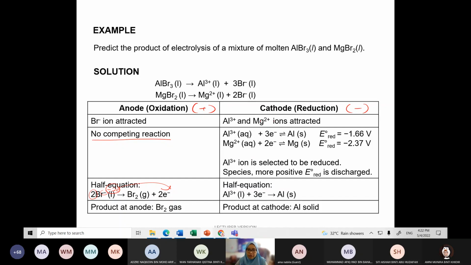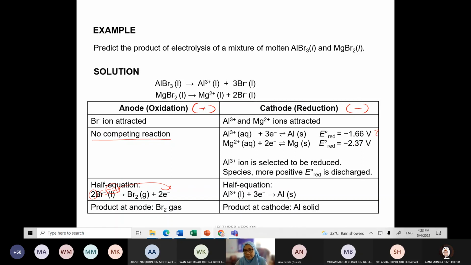For the cathode, okay, let's look at the cathode. For the cathode, we have competing species, guys. We have Al3+ and Mg2+, both will be attracted to the cathode. But which one will be chosen? Which one will be discharged at the cathode? Which one will undergo reduction?